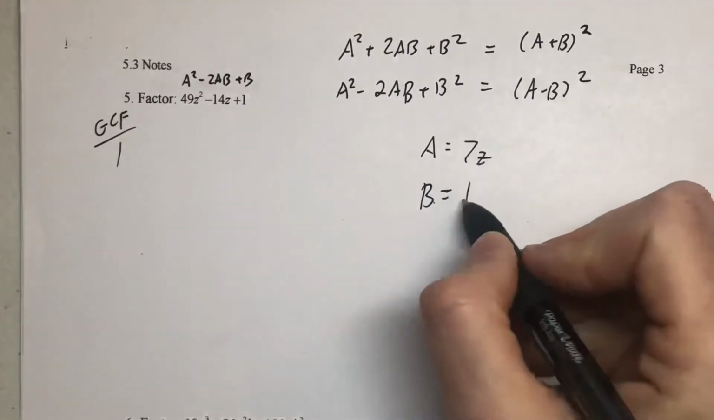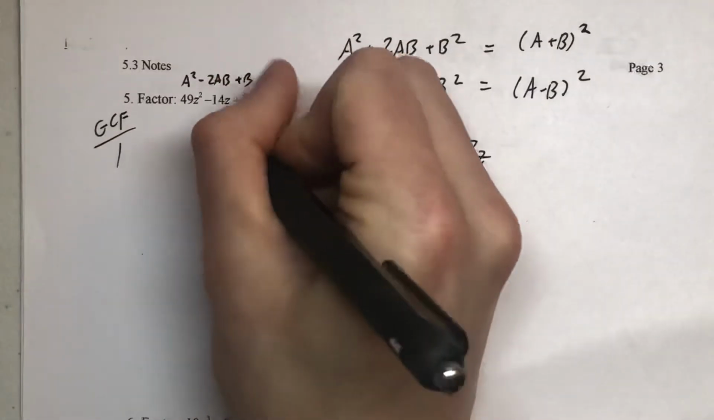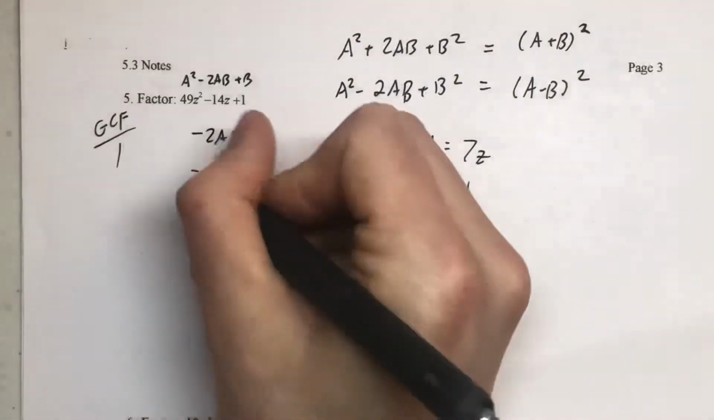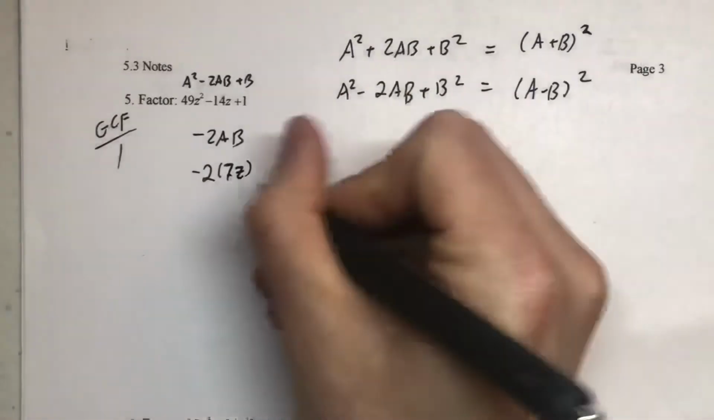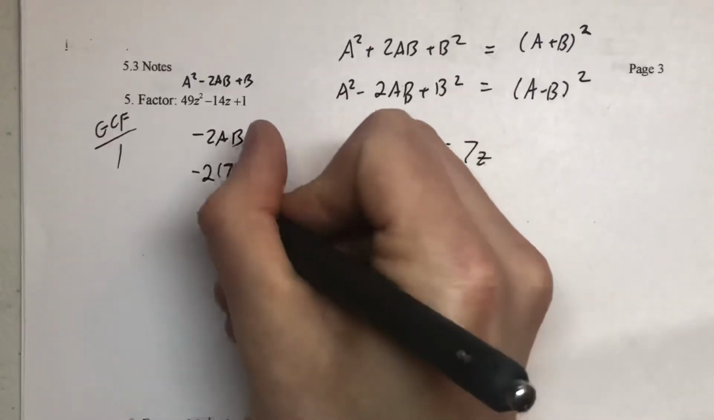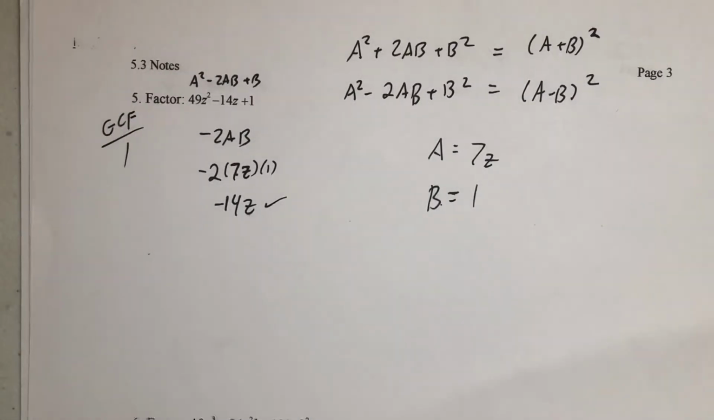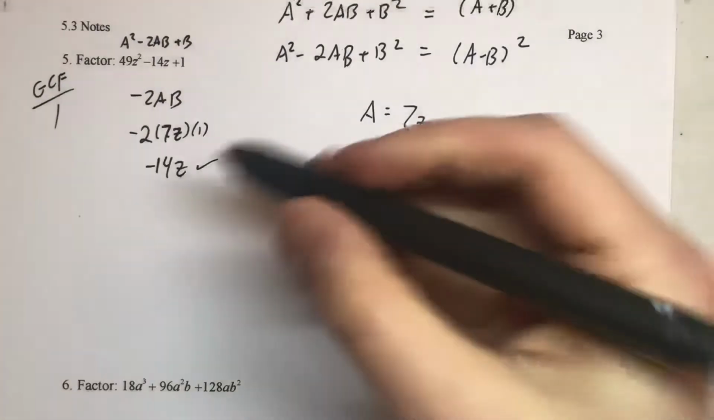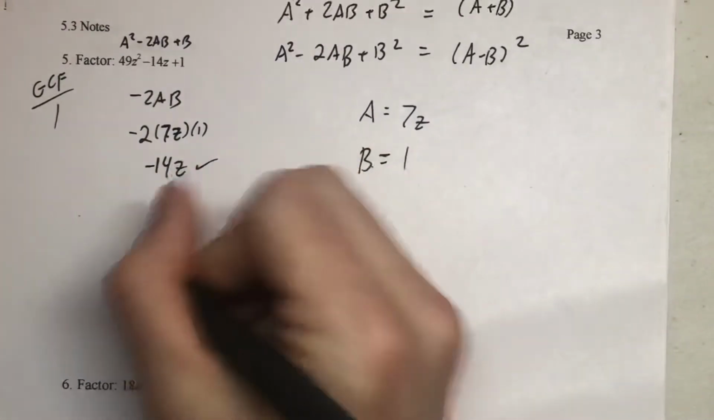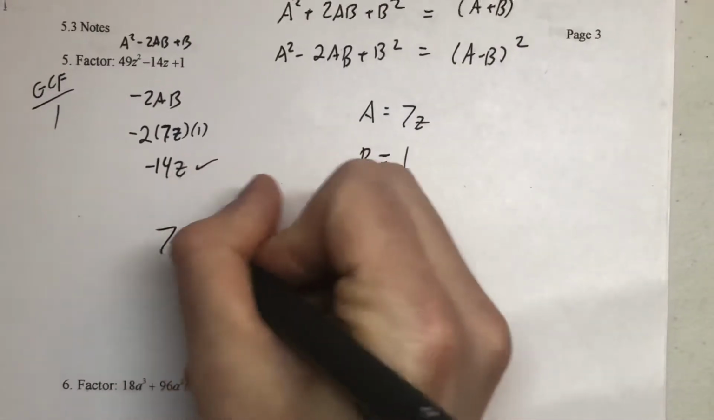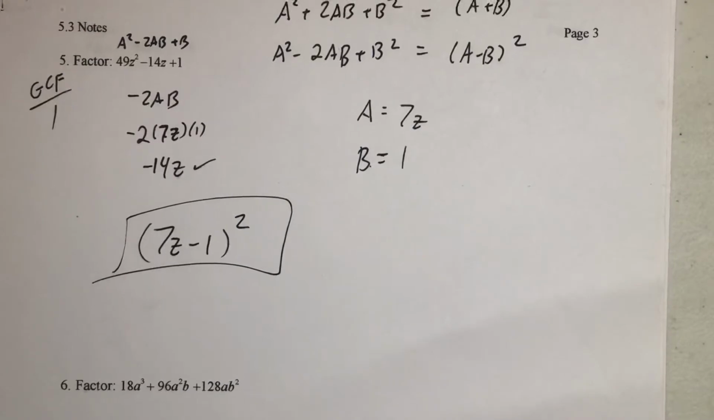And so if we find a and b for the first and last term, think of it as almost just a question of, well, what would that middle term then be? Negative 2 times a of 7z times b of 1 would be a negative 14z, which is what we've got. So that's verifying that we have that pattern. And once you've verified you have the pattern, if you can recall this form or formula of (a minus b) squared, you can jump directly to that binomial squared as the factored form.